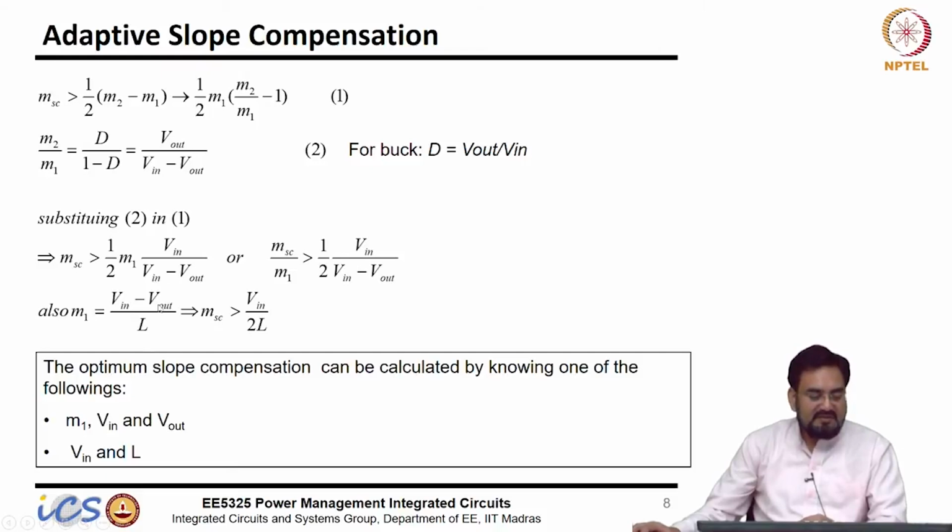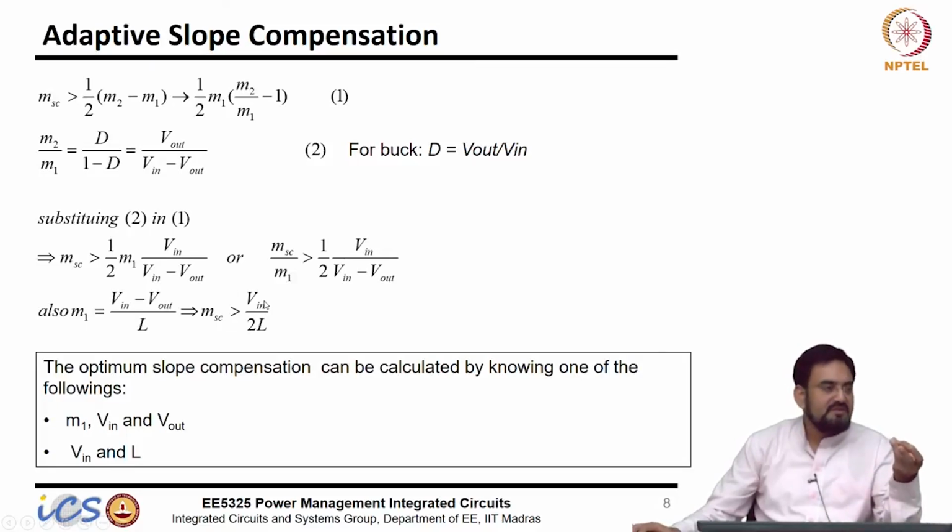And you can also write (V in minus V out) over L equal to m1, correct, that we know. So, your slope compensating ramp is V in over 2L. So, the compensation slope is nothing but greater than V in over 2L, that is the requirement. So, if I know the inductor value, which I already know, and I know V in, I can design the slope as a function of V in if L is fixed. So, you get a dynamic compensation. I can make this slope compensation vary with V in.